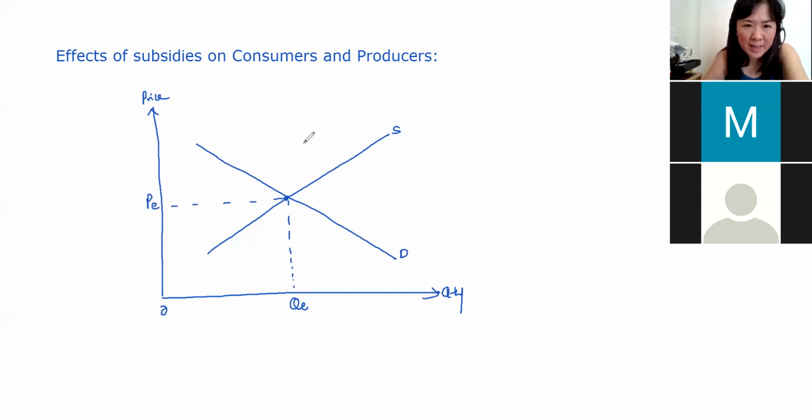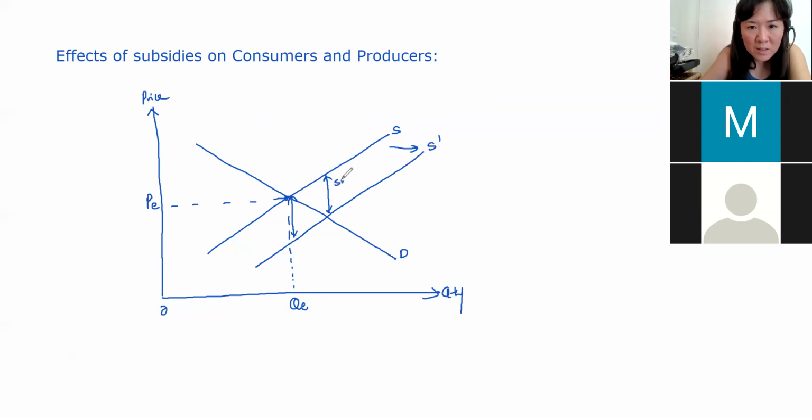Now, it works a little differently because subsidies have the effect of reducing the so-called cost of production of the producers. The producers are now going to receive, in a sense, more. So it has the effect of shifting the supply curve rightwards, thereby increasing their willingness to supply. The vertical distance, or the divergence, is the subsidy per unit of output.